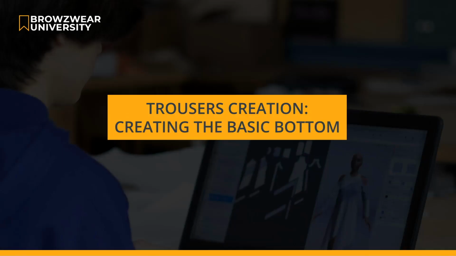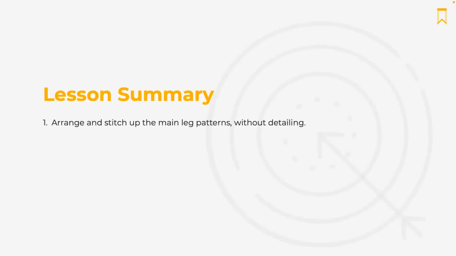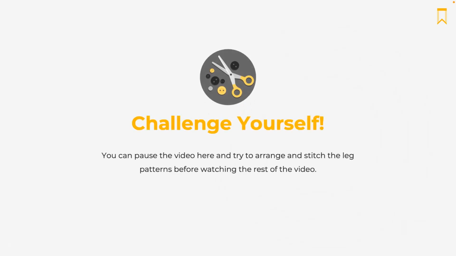Welcome back to the next lesson about creating trousers. In this lesson, we create the basic bottom. We stitch up the main leg pattern first, without all the other details like waistband, pockets, and fly. You can choose to complete this step before watching the video, or you can follow along with the video.